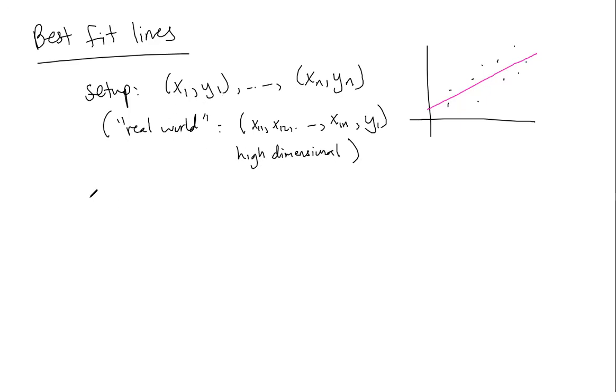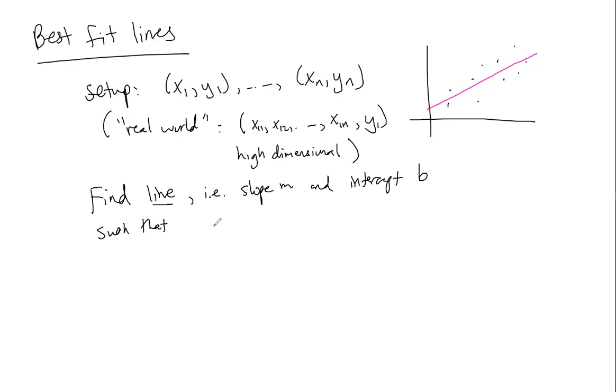So what we want is to find a line. In this case, since it's two-dimensional, a slope and an intercept such that we want all of these points to fit on this line. So y1 equals mx1 plus b, and y2 equals the same m x2 plus the same b, and so forth.